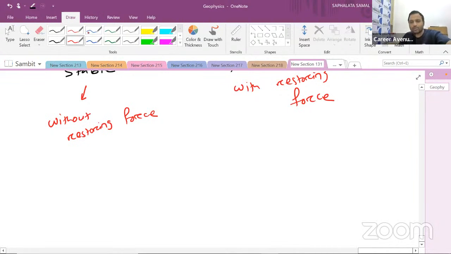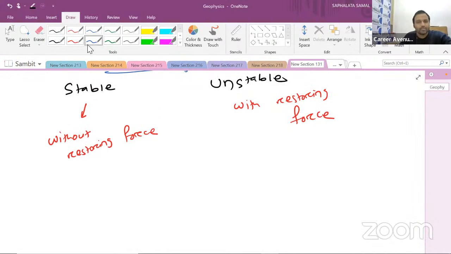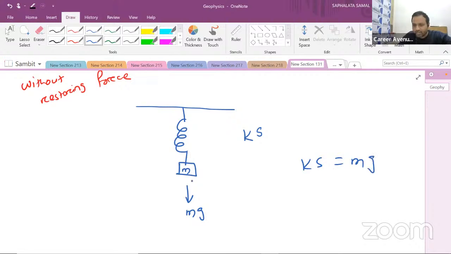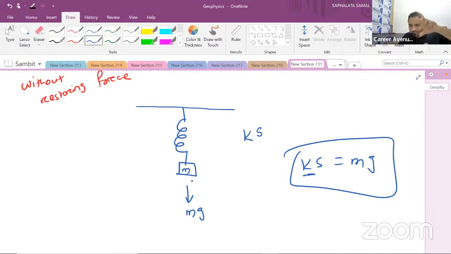This is the only difference. For example, let's say we have a spring, and a mass is attached. Suppose this mass is m. What kind of force is experienced by this mass? Mg downwards. This will be exactly equal to the spring force, that is equal to k, the spring's constant, into the displacement in the spring. So ks would be equal to mg. That means the spring's constant into the displacement in the spring will be equal to m into g.